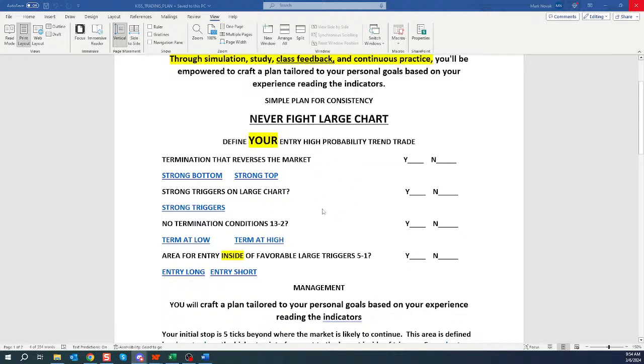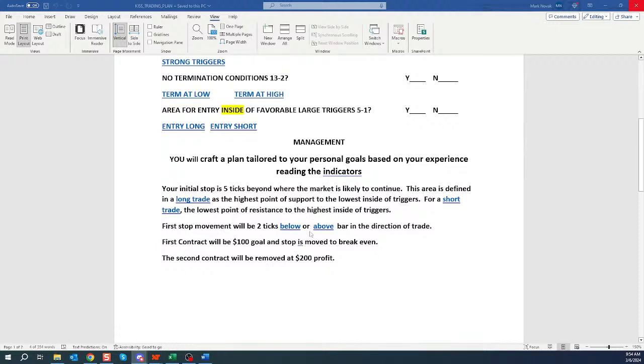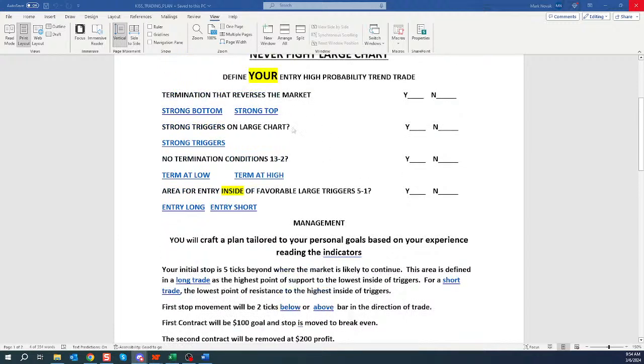But we start with the highest probability entry ever, because what it does is it allows you to manage. It gives you the highest chance of success. It creates confidence through the memory of success. And then you have to manage the trade. You have to do something with that great entry. And management takes chart reading. And remember, you're just now starting to learn to be a chart reader.